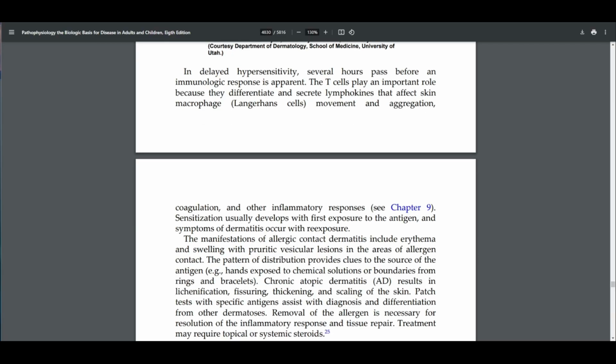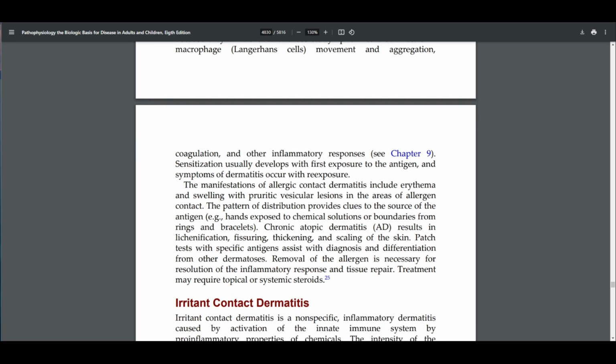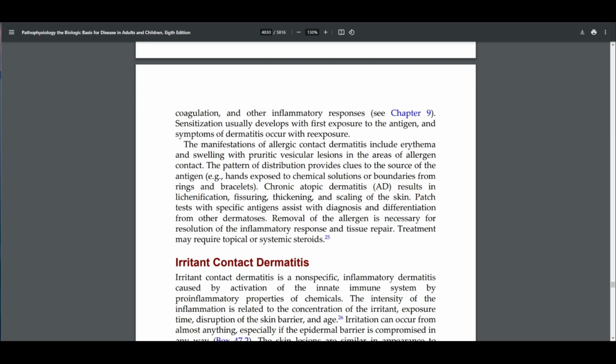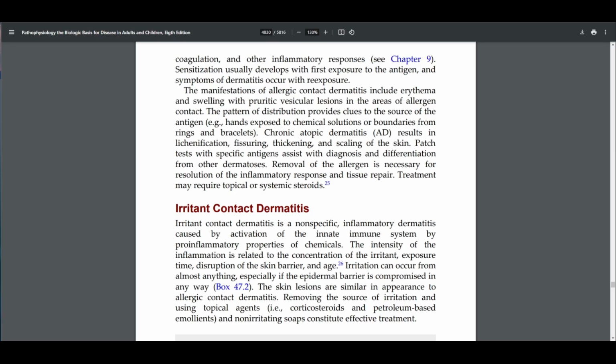Sensitization usually develops with first exposure to the antigen, and symptoms of dermatitis occur with re-exposure. The manifestations of allergic contact dermatitis include erythema and swelling with pruritic vesicular lesions in the areas of allergen contact. The pattern of distribution provides clues to the source of the antigen.